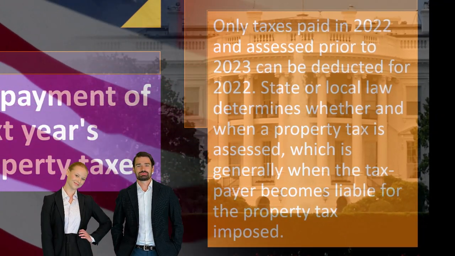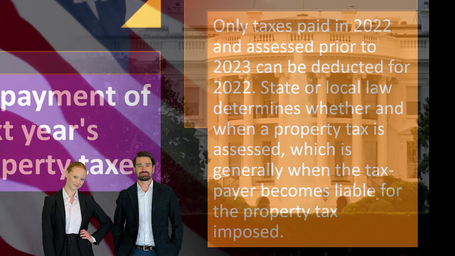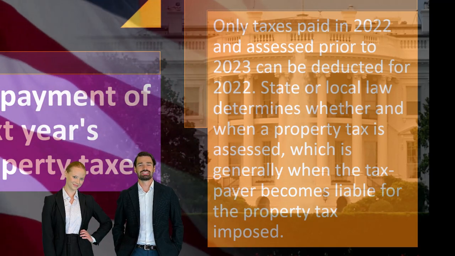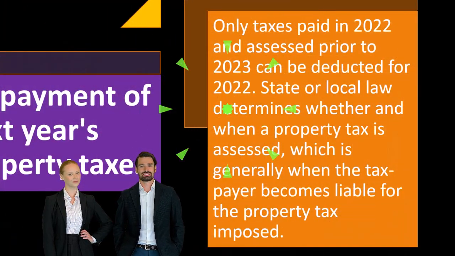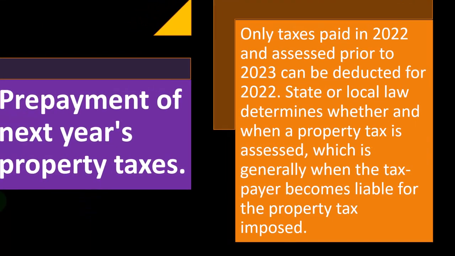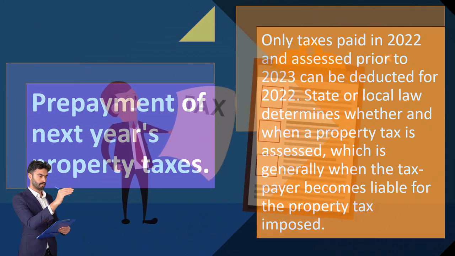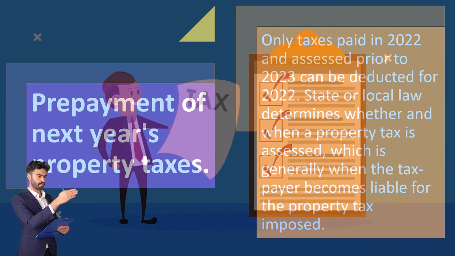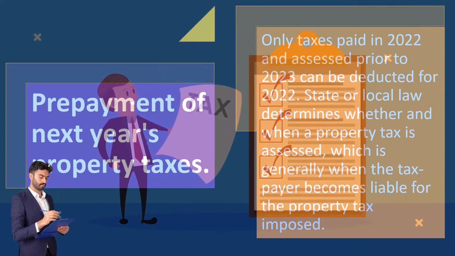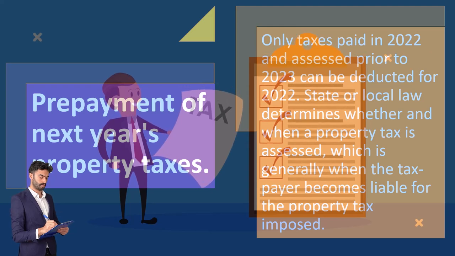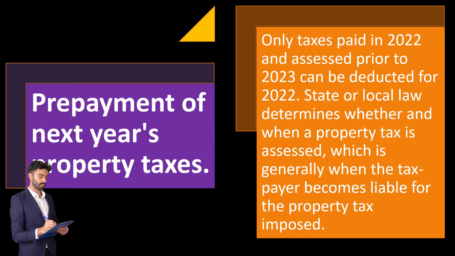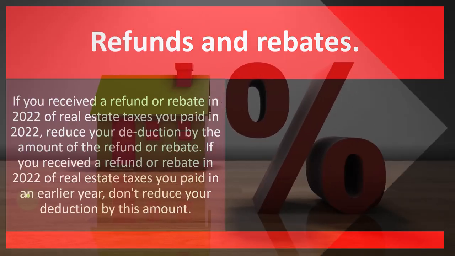So if you get a bright idea of I'm going to prepay stuff, then you've got to make sure and say, am I able to prepay this? Or is the tax code going to explicitly say, which they often do, no, we're not going to let you prepay a massive amount of your expenses, because it's manipulative of the cutoff and whatnot. So state or local law determines whether and when a property tax is assessed, which is generally when the taxpayer becomes liable for the property tax imposed.